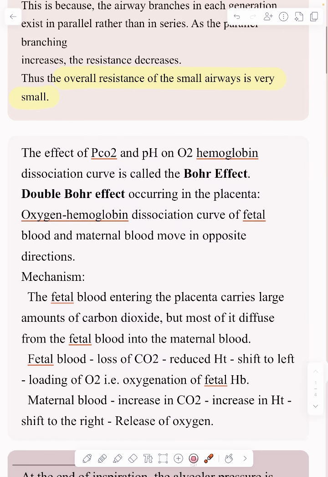Okay. The next thing we have here is the oxygen hemoglobin dissociation curve. So what about this? The effect of PCO2 and pH on the oxygen hemoglobin dissociation curve is called Bohr's effect. The double Bohr effect occurs in the placenta. Now how, and what is it? The oxygen hemoglobin dissociation curves of fetal hemoglobin and maternal blood move in opposite directions.